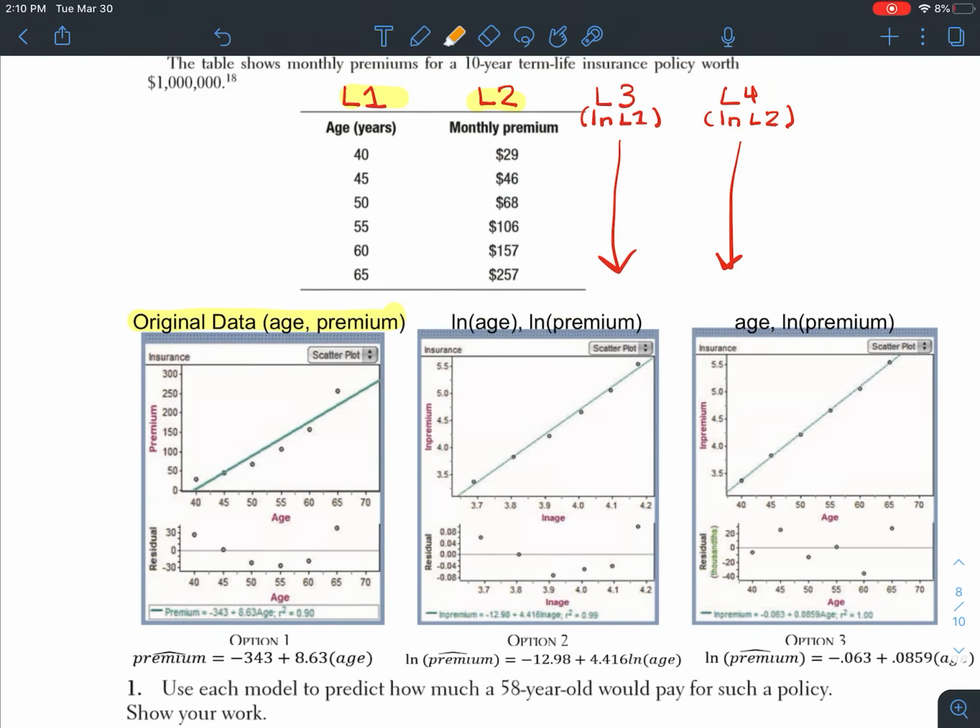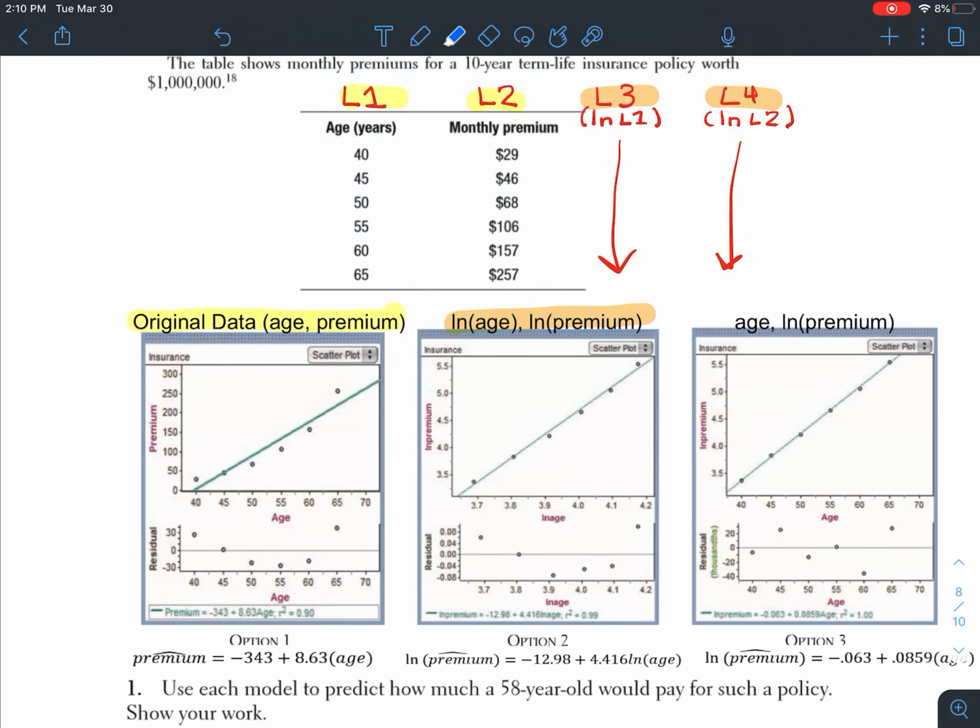What we would then do is we would make a scatter plot of L3 and L4. That would be the scatter plot that you see here. Definitely looks much more linear. This is indicating that maybe that original scatter plot was in fact a power model. Okay, now it does look though that I'm seeing a little bit of a pattern possibly here in the residual plot. I don't like that. Normally residual plots should show very random scatter in order to indicate that a linear regression really was a good regression to run. So let's look at our last option.